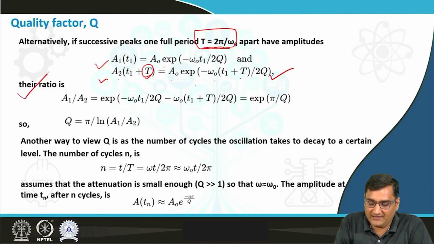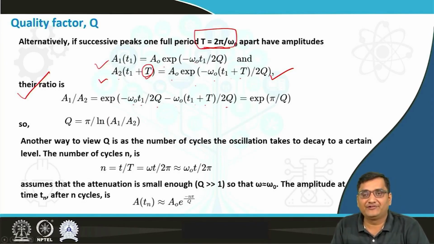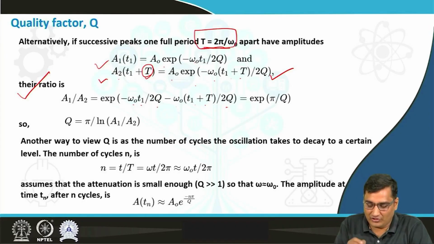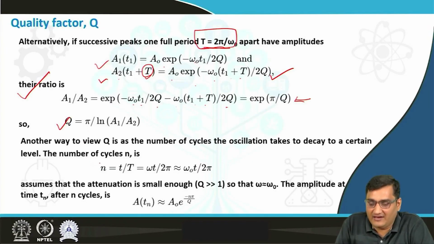And when we take their ratio A1 by A2, it will become exponential in bracket minus omega naught t1 by 2Q minus omega naught (t1 plus T) by 2Q, which is equal to exponential pi by Q. So Q can be found from this expression, that will become pi by ln A1 by A2.